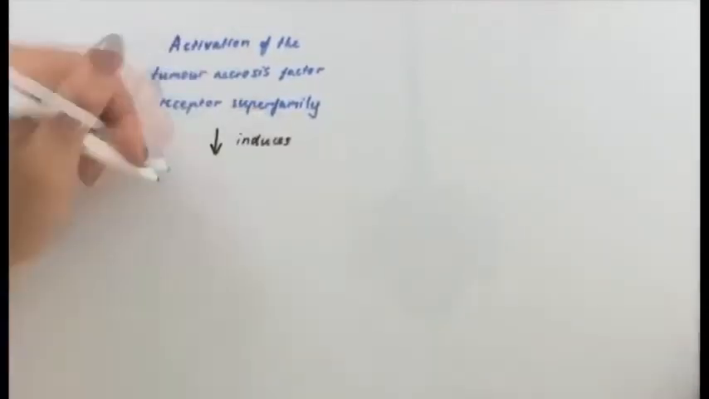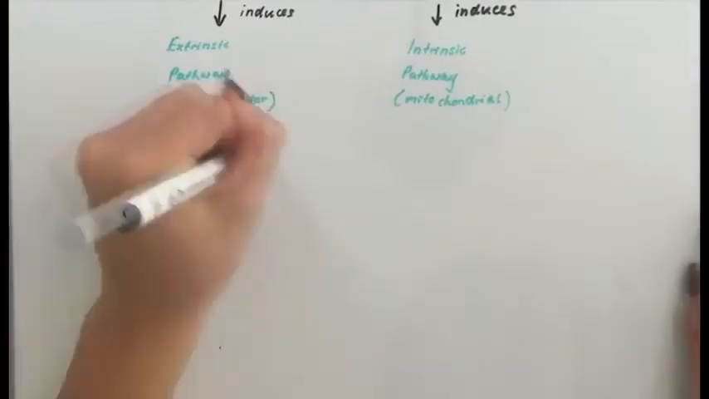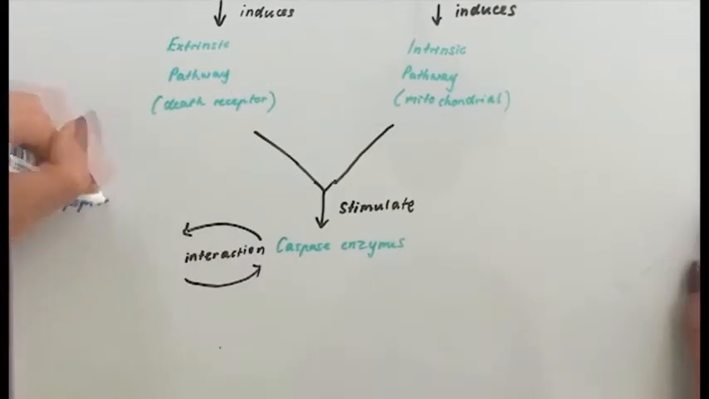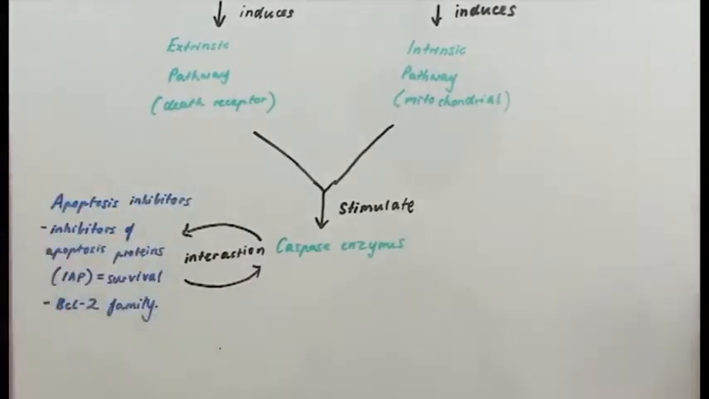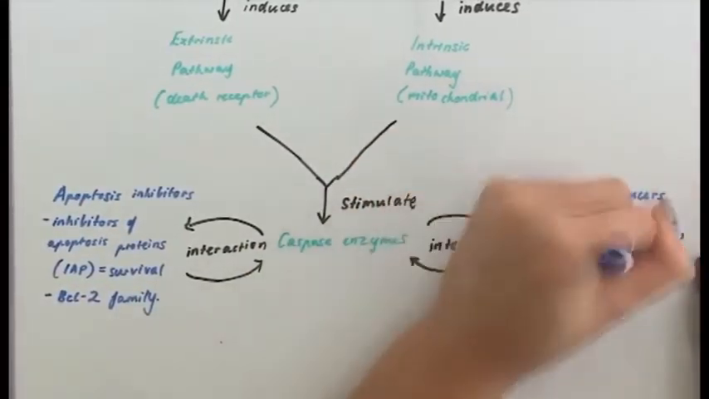and X-rays. Apoptosis follows an extrinsic or intrinsic pathway. Activation of death receptors, part of a TNF receptor superfamily, induces the extrinsic pathway, and DNA damage induces the intrinsic pathway.